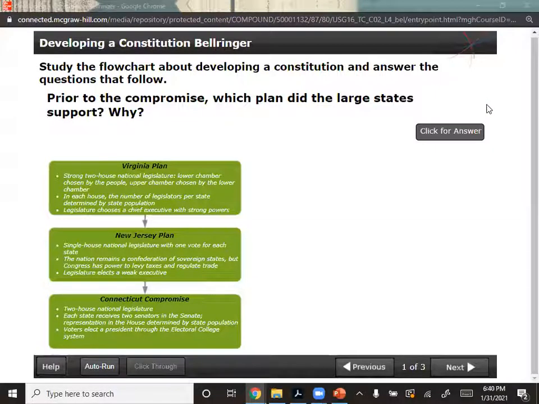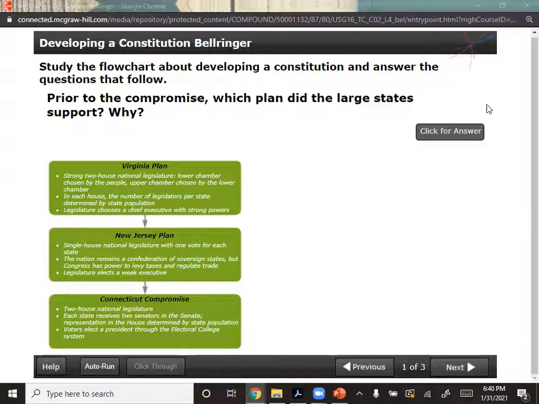All right, now we're going to talk about creating the Constitution. We formed a country. We had the weak Articles of Confederation. So now we're changing our laws to create a more powerful central government while still having some control in the states and local governments. That's why it's federalism and not a confederation.